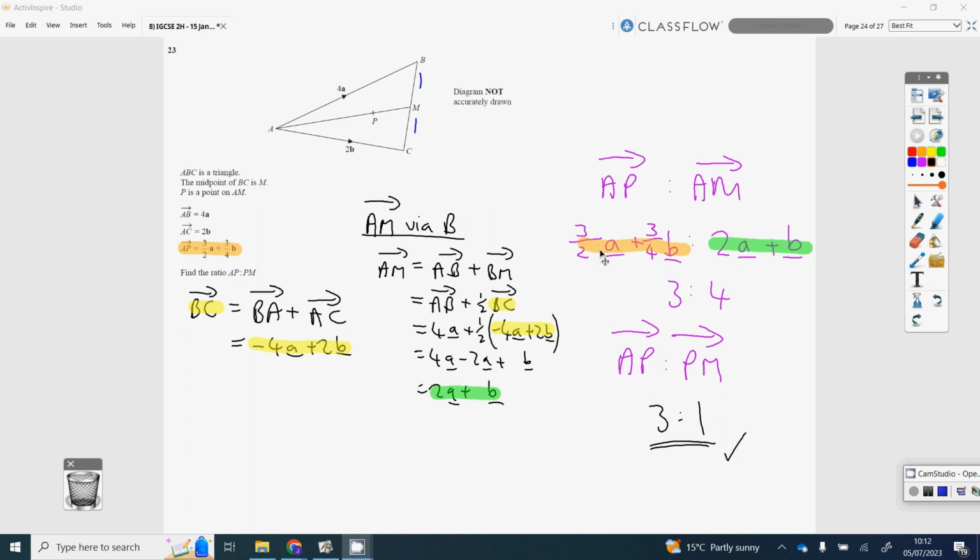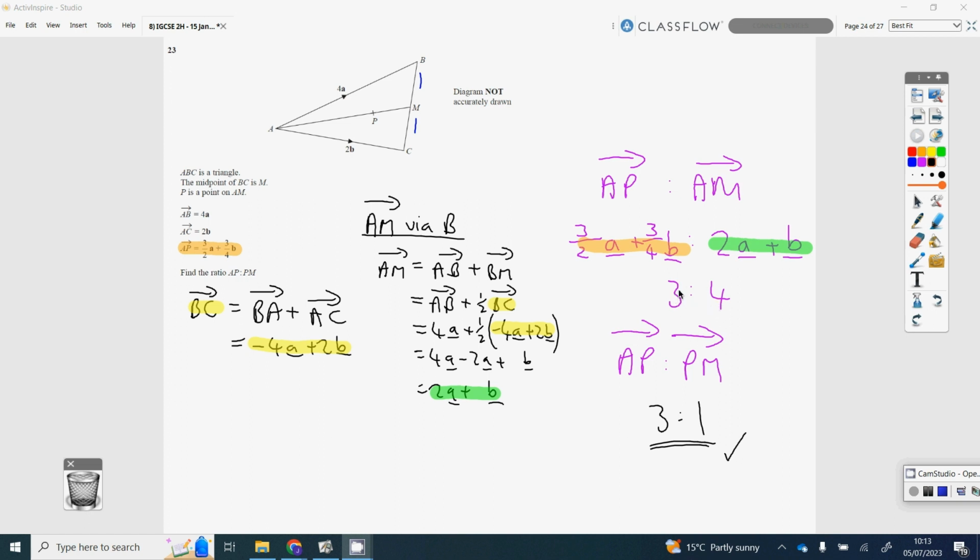So let's go and think about going from A to P and A to M and comparing the two vectors. A to P we were given, it was 3 over 2a plus 3 quarters b. And A to M we've just worked out to be 2a plus b. Now this is a third bigger, okay? Going from here to here, the ratio is 3 to 4. 3 quarters to a whole, effectively 3 quarters to 4 quarters, 3 to 4. Similarly, 3 over 2 to 2 is in the ratio of 3 to 4.